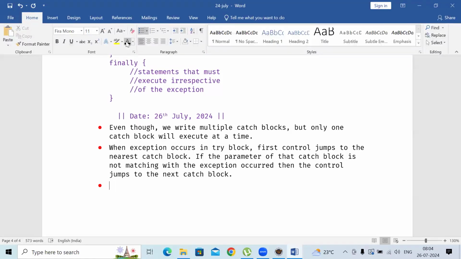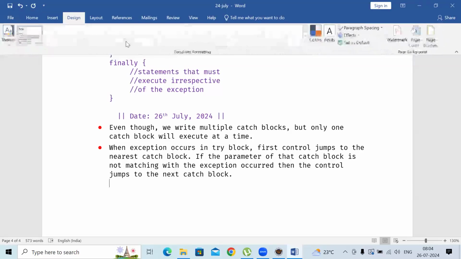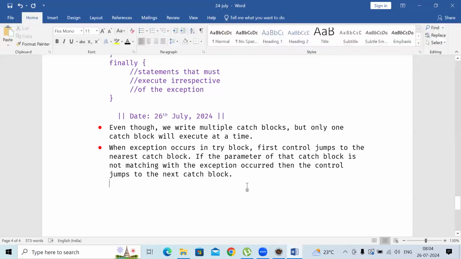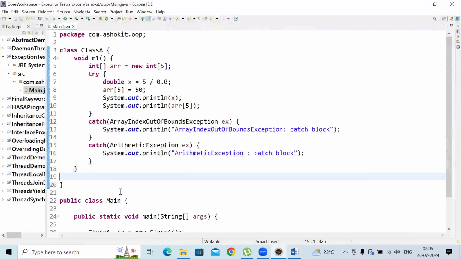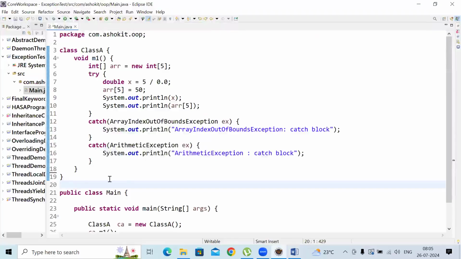Did you understand me? Next catch block. But how many catch blocks will execute at a time? Only one catch block will execute at a time. Don't think that both are executed. Only one will be executed, not all. Example. Let me copy this example code. You practice it today.